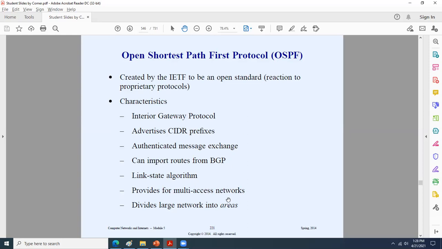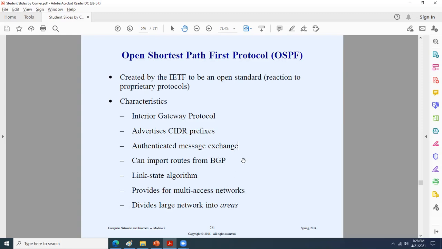So OSPF takes into account geographic regions. If you have a very large network, like a global network, it'll break that down into areas. There is a mechanism for authentication. So basically, in simple terms, OSPF helps define and identify the active shortest path where routes are concerned.